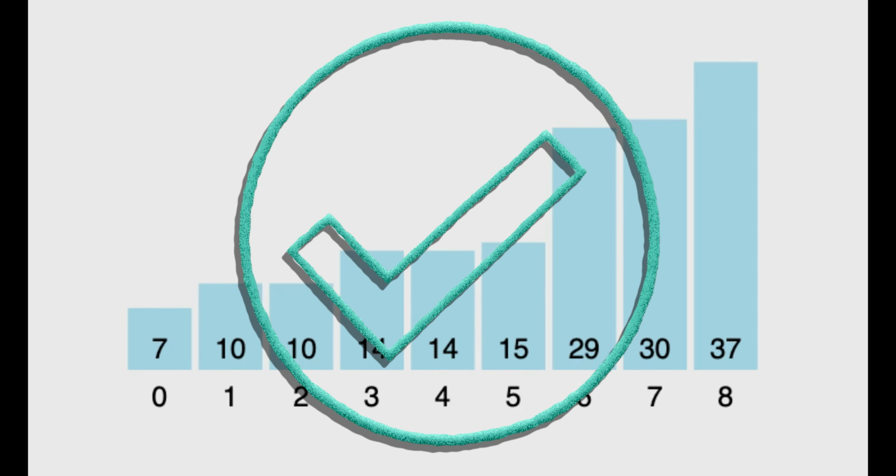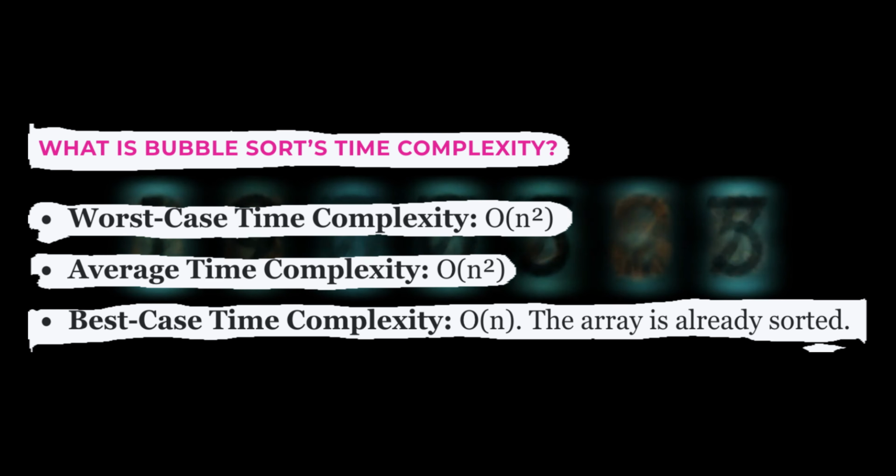This might sound like a lot of work, and in a way, it is. Bubble sort is not the most efficient sorting algorithm out there, especially for large lists. It has a worst case and average time complexity of O(n²), where n is the number of items being sorted. That means the time it takes to sort the data increases exponentially with the size of the list.